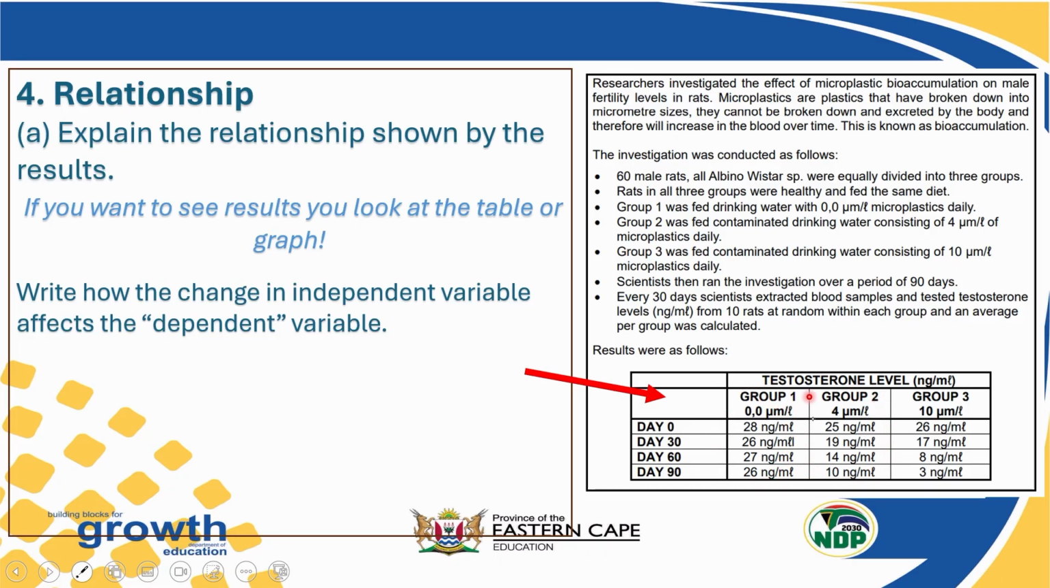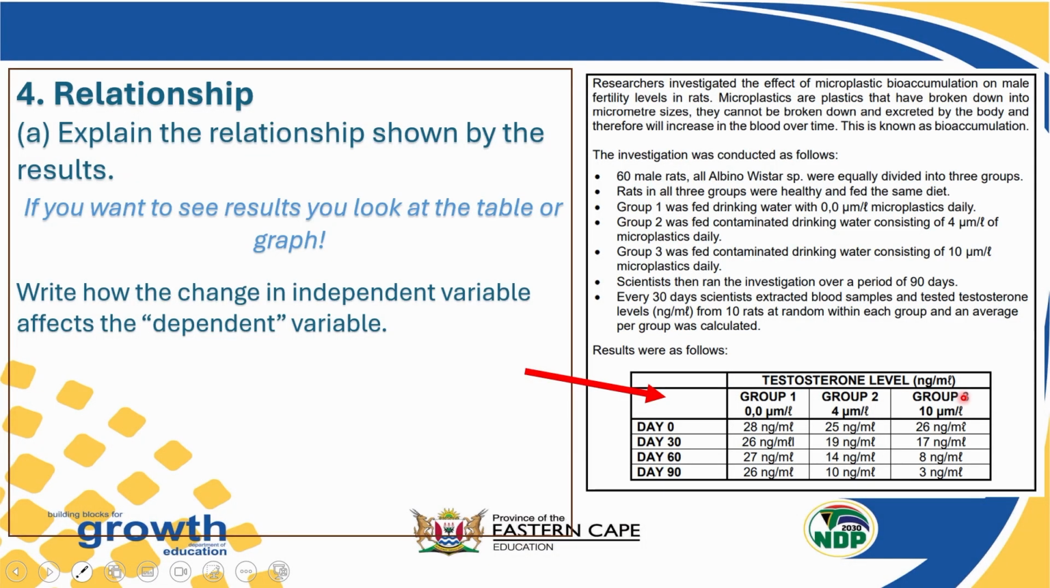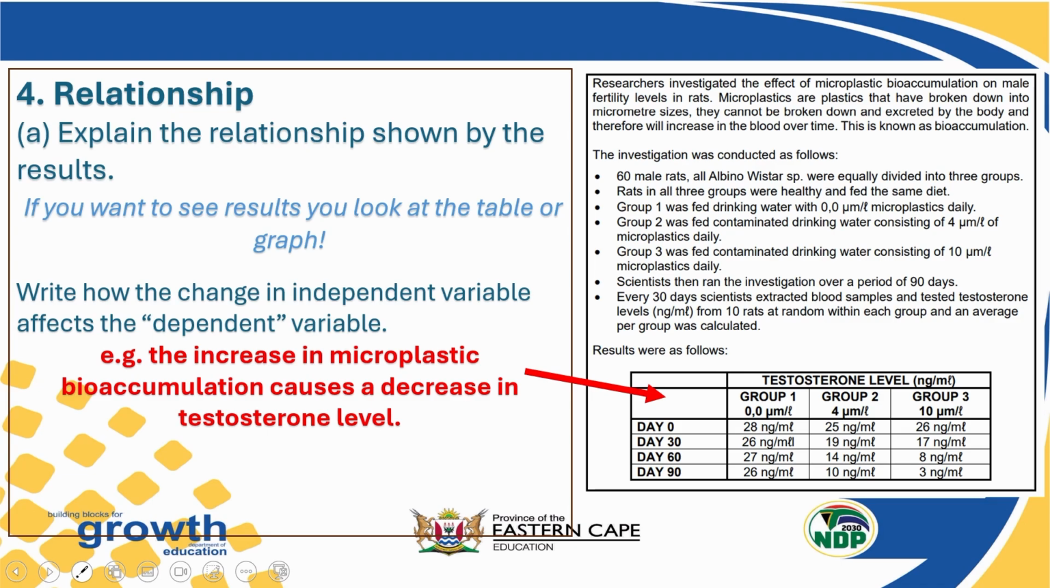In the second group, the testosterone level dropped. And the third group that had the most microplastics, the amount of testosterone dropped drastically. So what is this table telling us? It's telling us that as the amount of microplastics increases, the testosterone level is decreasing. Therefore, the relationship shown in this table is the increase in microplastic bioaccumulation causes a decrease in testosterone level.